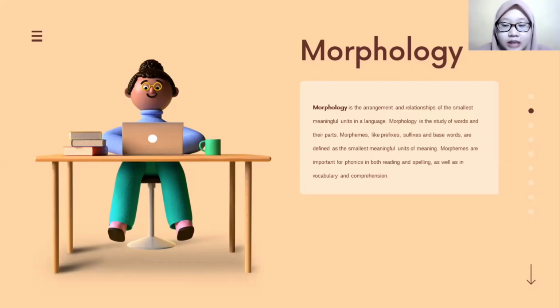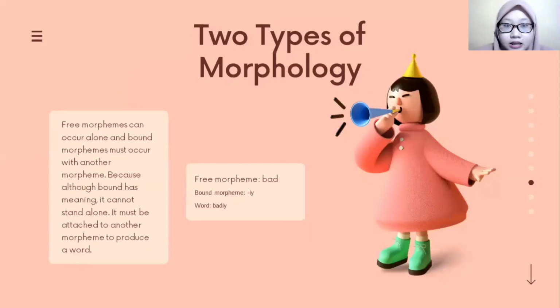Next is types of morphology. There are 2 types of morphology. The first one is free morphemes, which can occur alone, and the second one is bound morphemes, which must occur with another morpheme. Because although a bound morpheme has meaning, it can't stand alone. It must be attached to another morpheme to produce a word. For example, the free morpheme is bad, and the bound morpheme is ly, so the word is badly.